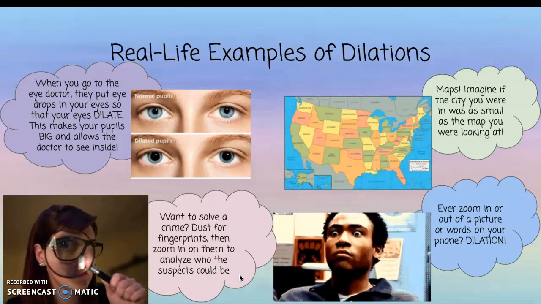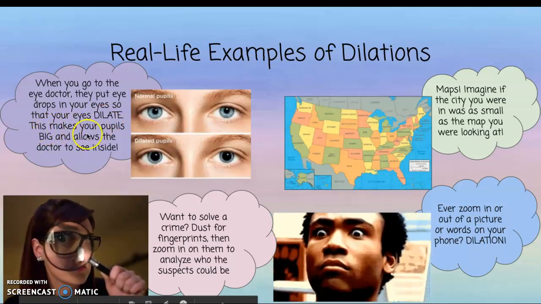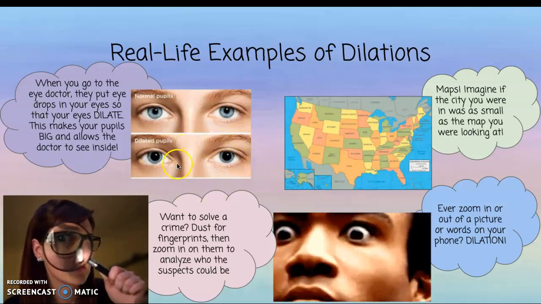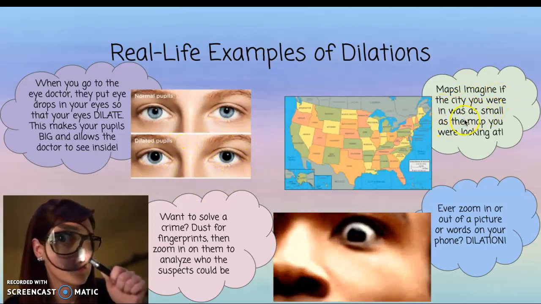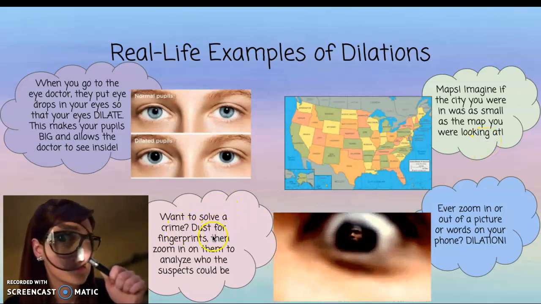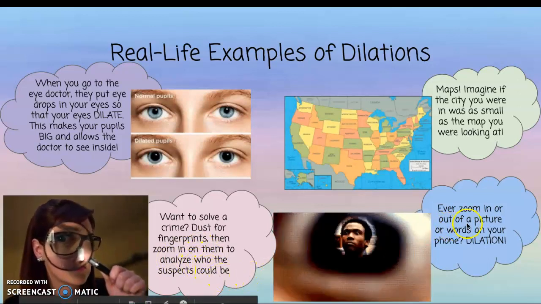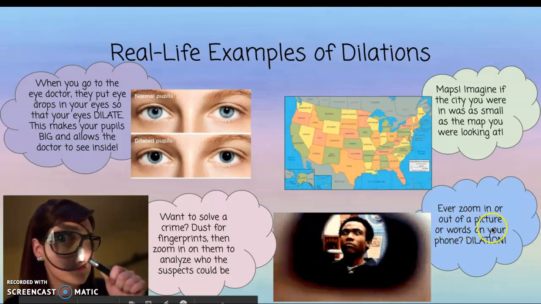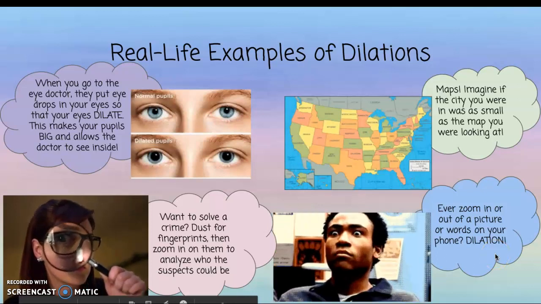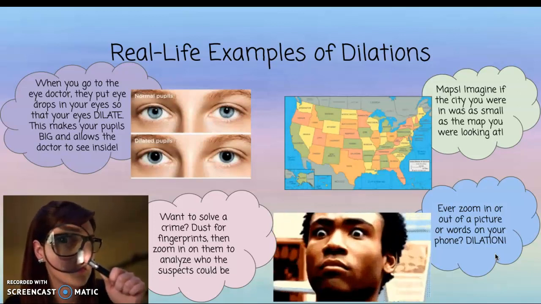So here are some real life examples of dilations. When you go to the eye doctor, they put eye drops in your eyes so that your eyes dilate. This makes your pupils big and allows the doctor to see inside. So here you see normal pupils, and these are dilated pupils. Maps. Imagine if the city you were in was as small as the map you were looking at. Impossible. Want to solve a crime? Dust for fingerprints, then zoom in on them to analyze who the suspects could be. Ever zoom in or out of a picture or words on your phone? Dilation. So dilations are used honestly all the time in real life, probably more than we use anything else.